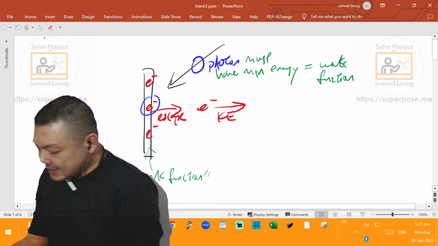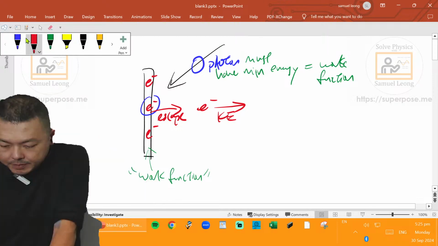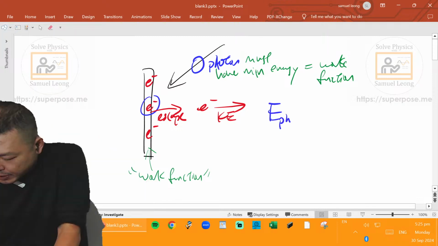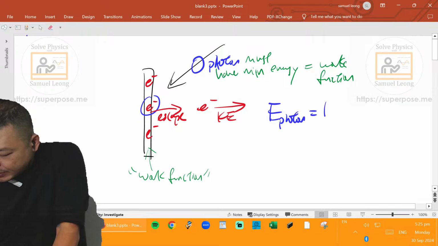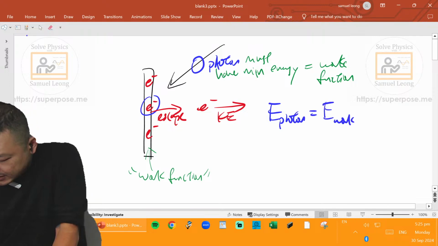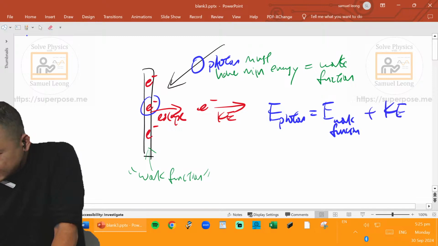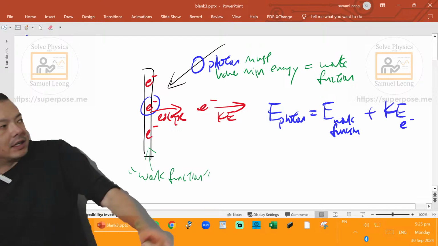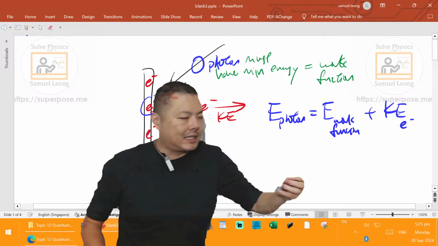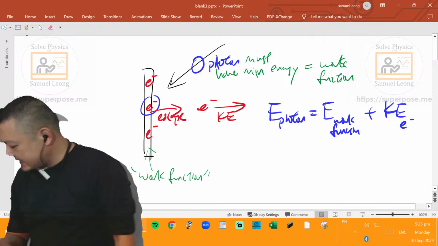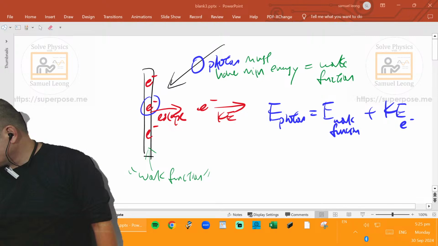So do we understand that the energy of the photon is basically equal to the energy of the work function, plus the Ke of the electron when it's emitted? I mean, that's the energy accounting, right? That's the energy balance.